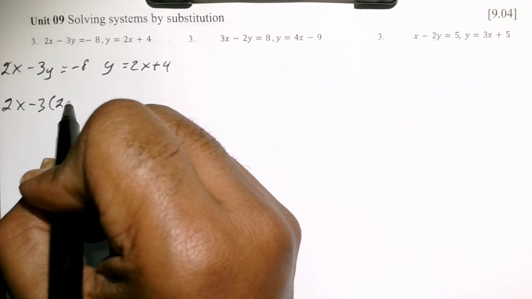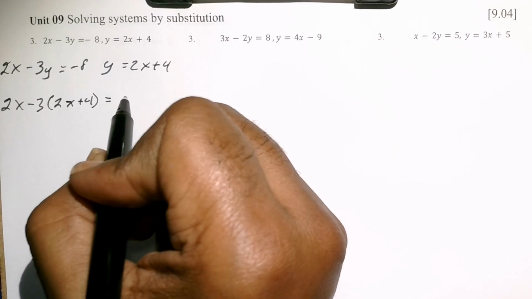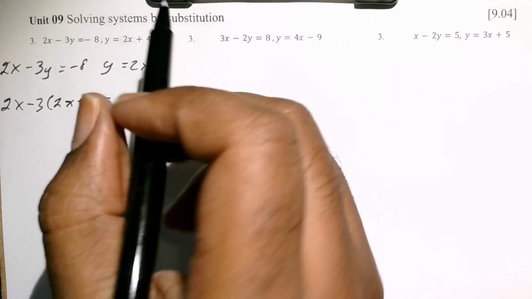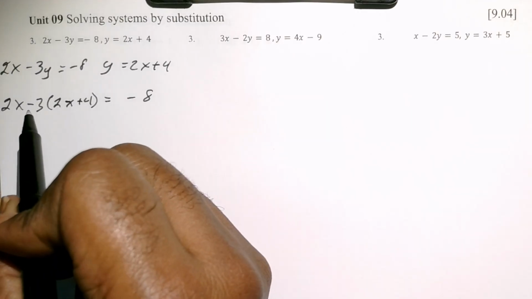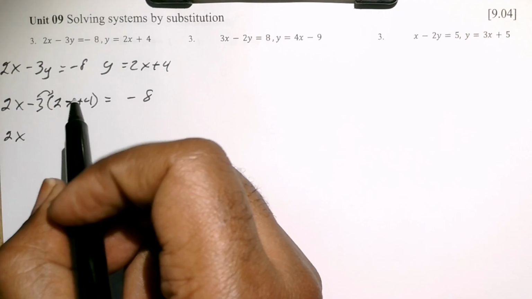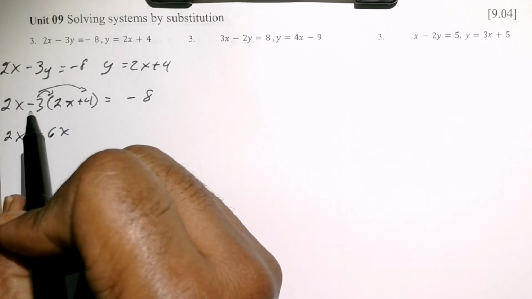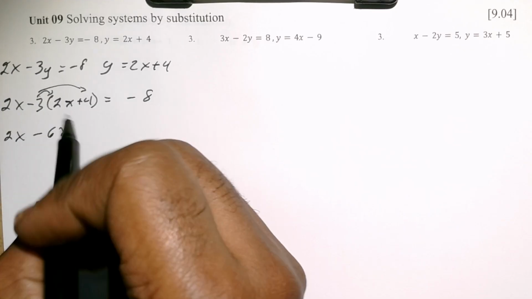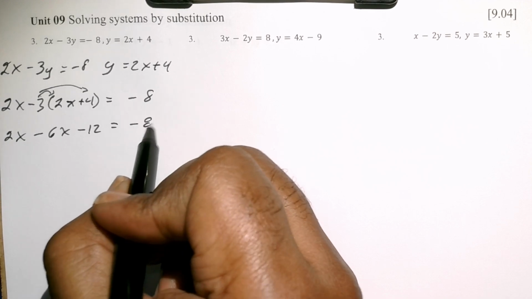2x plus 4, close parenthesis, then the equals, then the negative 8. Now from here we're going to use distribution for the negative 3. I know it looks just like the regular 3, but that's actually a negative 3, so we'll have to be careful with that. So negative 3 times 2x gives us negative 6x, and negative 3 times a positive 4 gives us negative 12, and equals negative 8.